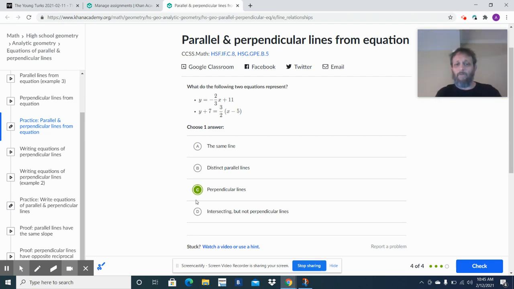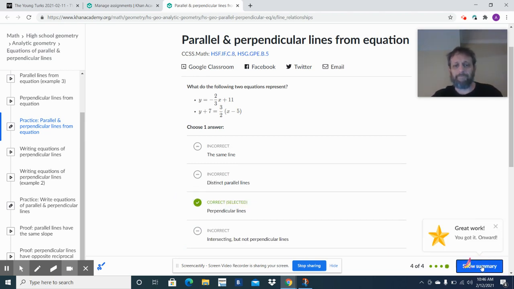The only reason you have to check that one point on the parallel ones is because they can be going like this or they can be laying on top of one another like that. And so you've got to check to make sure they don't go through the same point. You don't have to do that with perpendicular. These are clearly perpendicular lines.